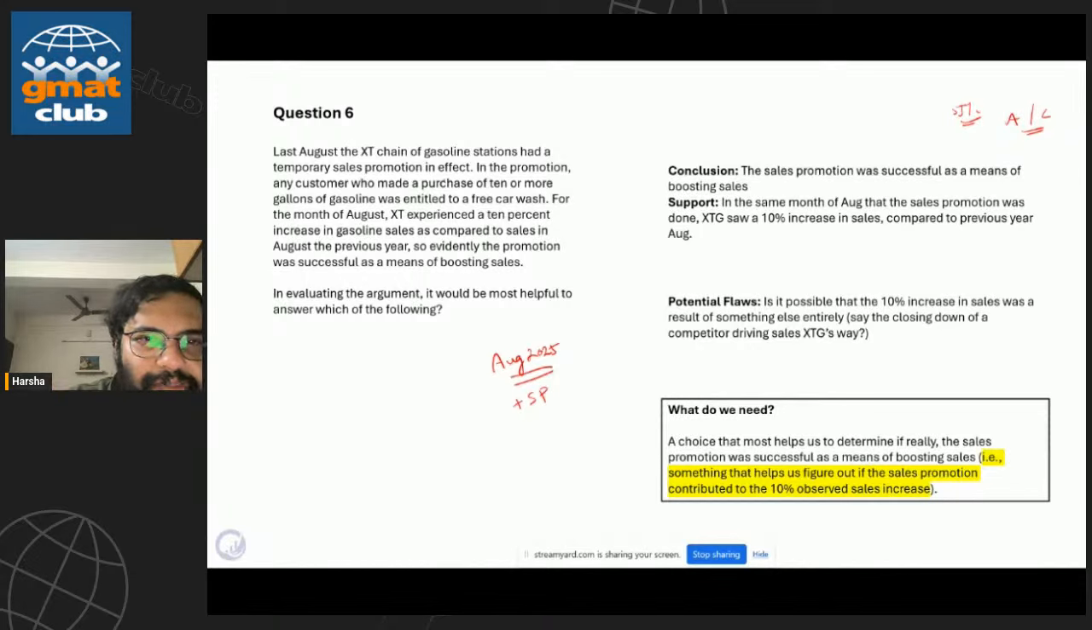What is a sales promotion? Any customer who made a purchase of 10 or more gallons gets a free car wash. For the month of August, Exteg experienced a 10% increase in gasoline sales as compared to sales in August of the previous year. So the comparison is with previous year August. Sales have increased by 10%.